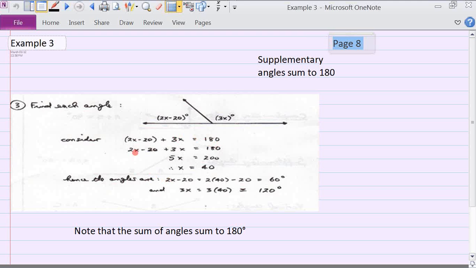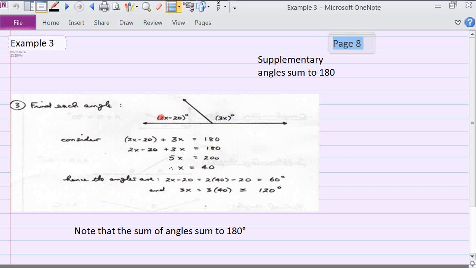Now we remove the brackets, get 2x minus 20 plus 3x, and we transpose the minus 20 to the right side, add it to the 180, and we get 200. 2x plus the 3x gives us 5x, so 5x equals 200. Divide both sides by 5, and I get x equals 40.